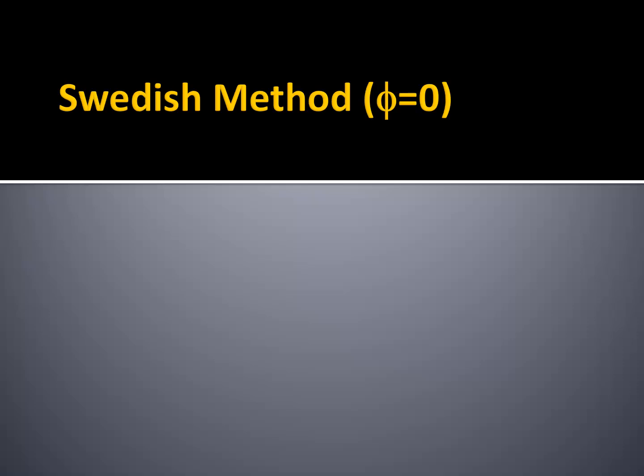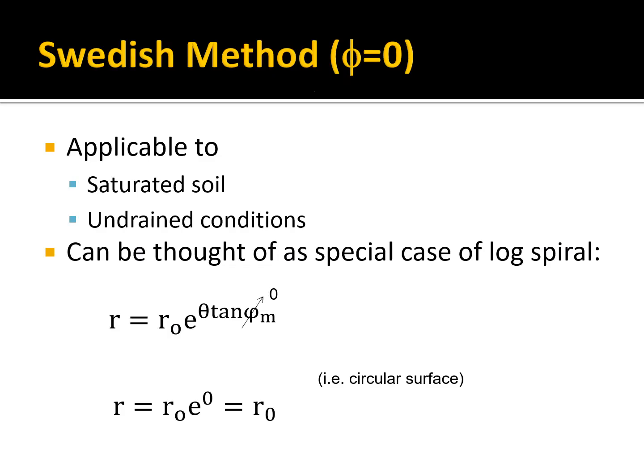Okay, the next case we are going to look at is called the Swedish method, and it is generally applied to undrained cases where we have undrained shear strength and phi is equal to 0. In order to get this, you have to have saturated soil and undrained conditions. It can be thought of as a special case of the log spiral.